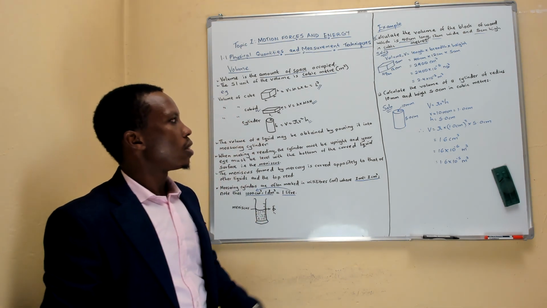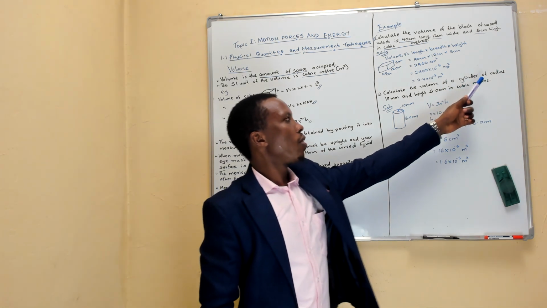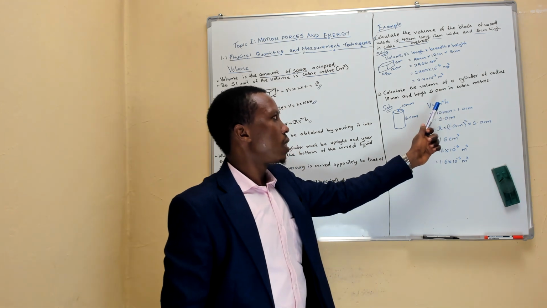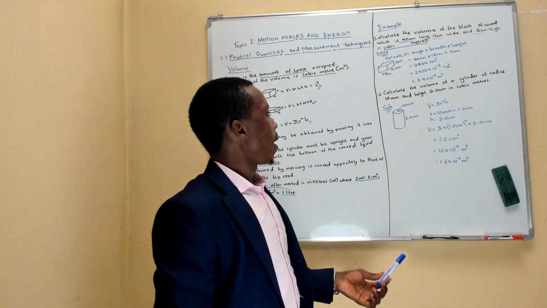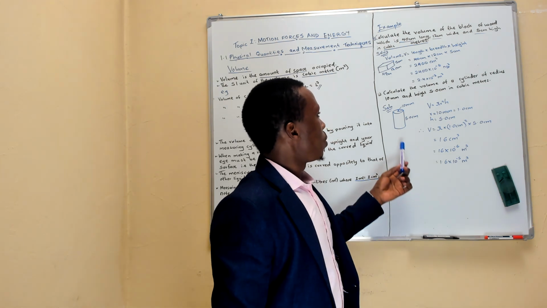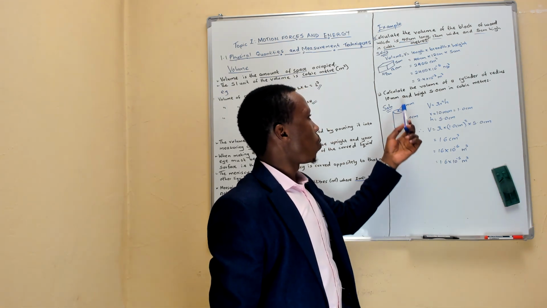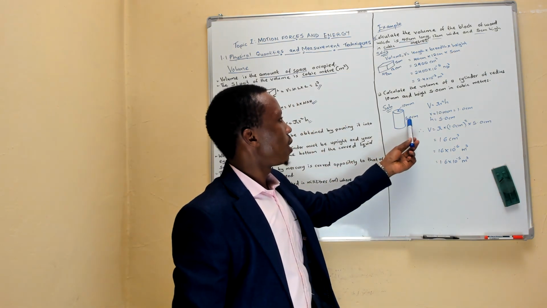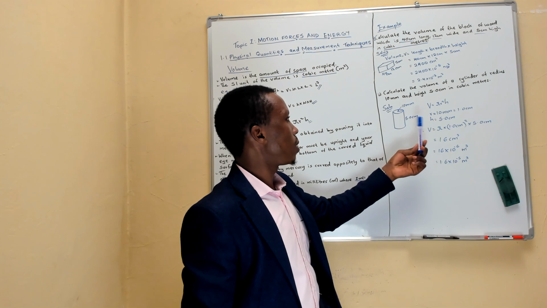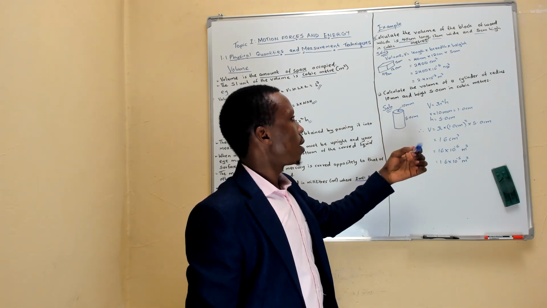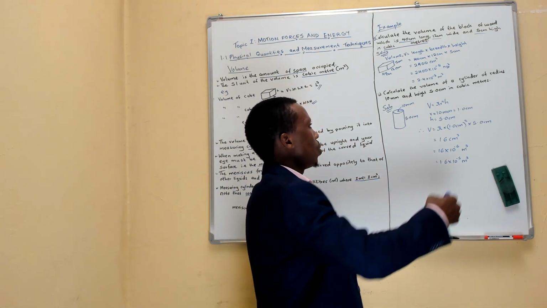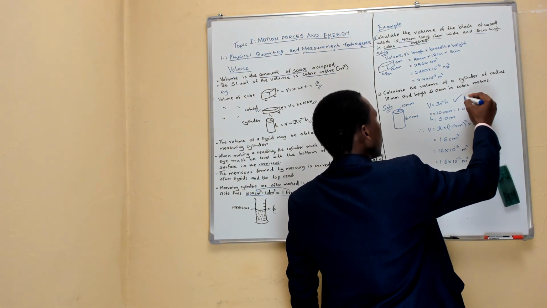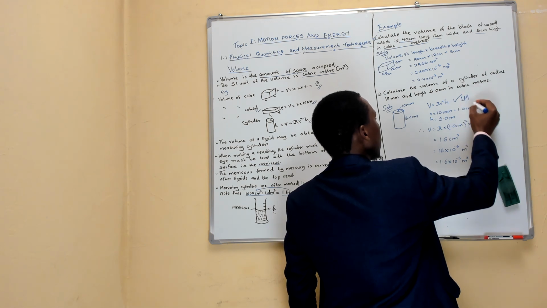Number B is: calculate the volume of a cylinder of radius 10 millimeters and height 5 centimeters in cubic meters. Again, you need to have a picture of the question. So you draw a sketch, and you are given the height of the cylinder to be 5.0 centimeters, the radius to be 10 millimeters. After that, you start by stating the formula. I'd say that one will be 1 mark.